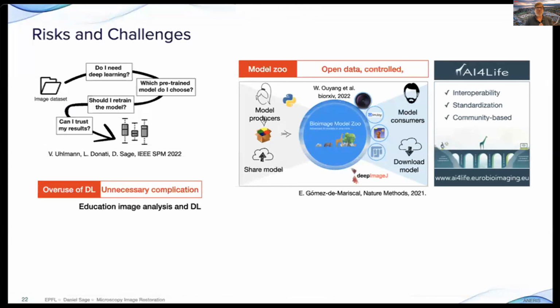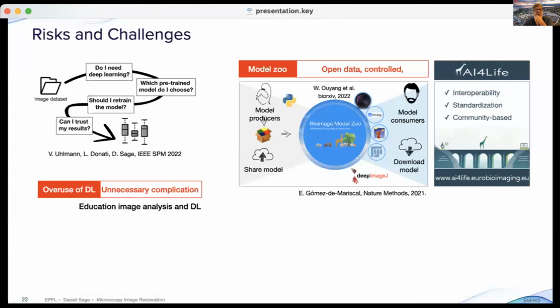There is something called a model zoo. Usually there are some places for this, and maybe there is also one for your community. Here I just highlight one that I'm working on, called the BioImage Model Zoo. In that case, we want to bring together the model producers, typically people who have to deal with Python and all these very difficult libraries. If they have trained models, they can share them on this model zoo.